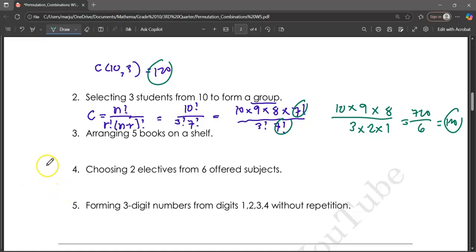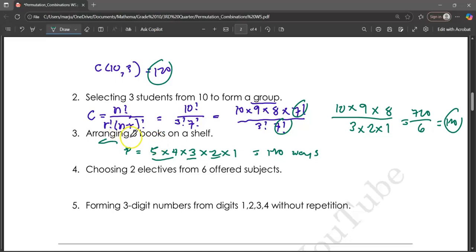Let's do number 3. Arranging 5 books on a shelf. So what is this one? We arrange 5 books on a shelf. Since we're talking about arrangement, this is permutation. So we can do 5 first, and then 4 times 3 times 2 times 1. This will give us how much? This is 20, this is 60, 120. So there will be 120 ways we can arrange 5 books on a shelf.